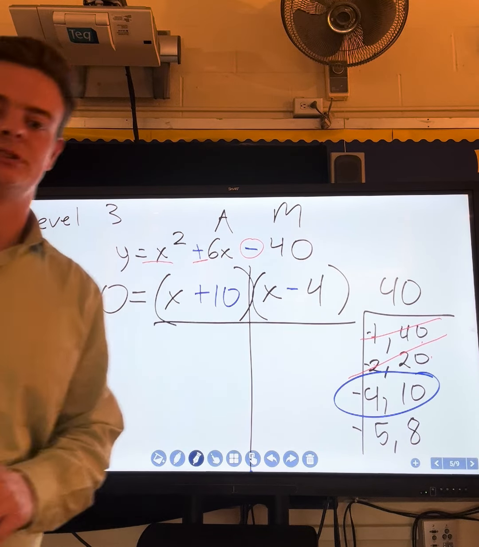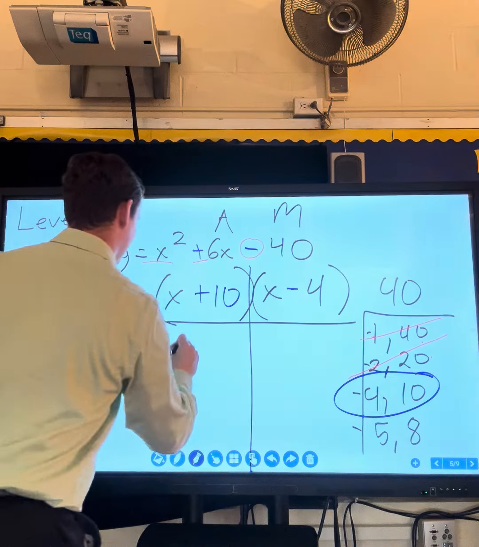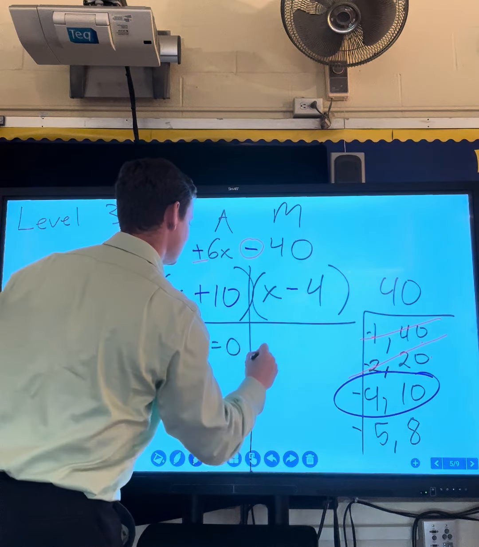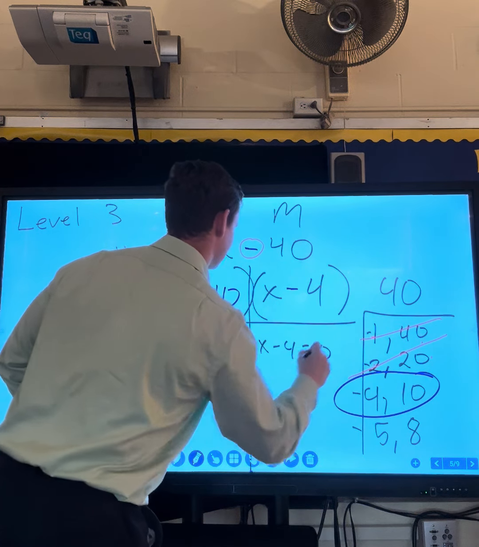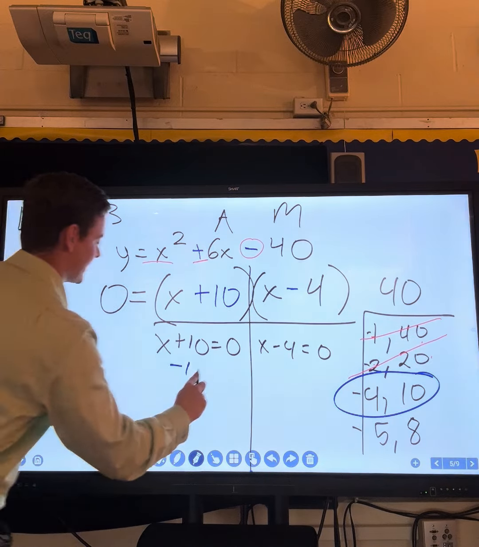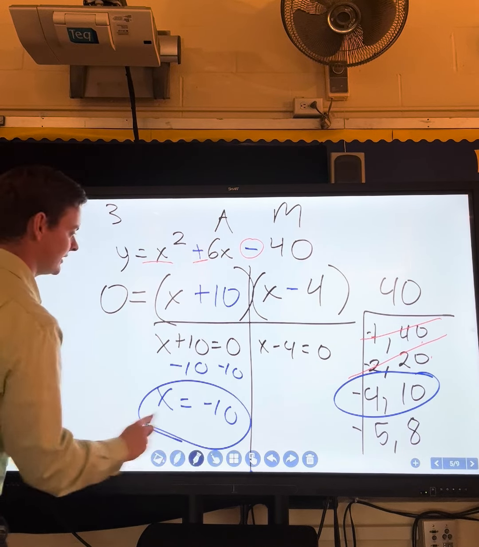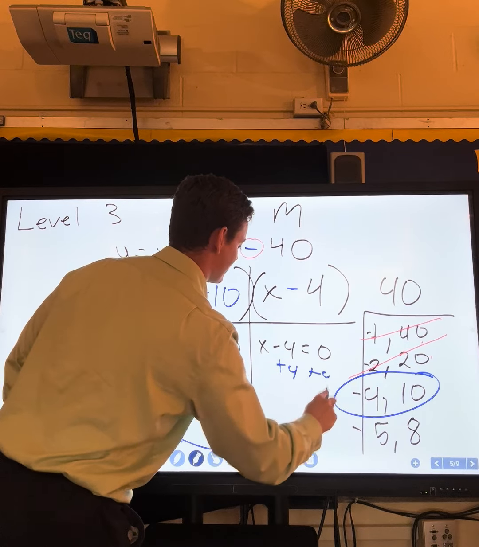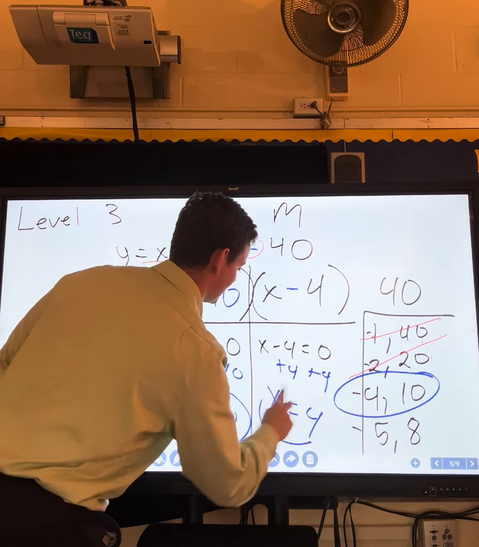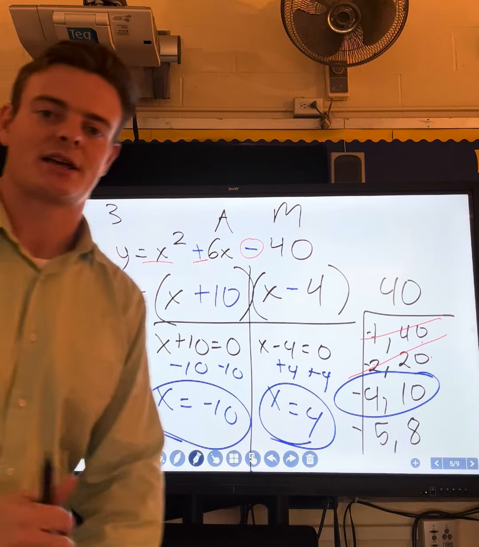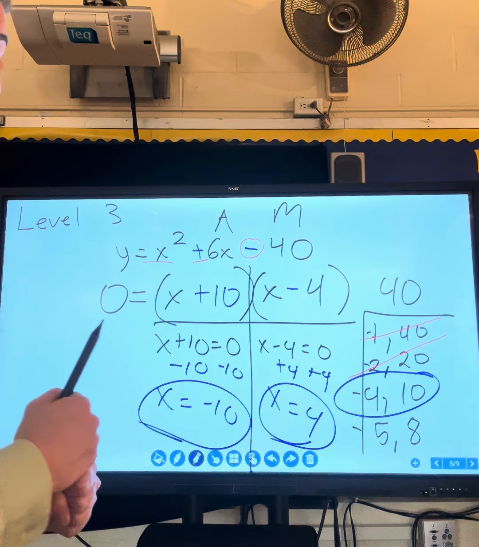Set both equal to 0. X plus 10 equals 0. X minus 4 equals 0. I subtract 10, I subtract 10. X equals negative 10. Add 4, x equals 4. These are my two x-intercepts, and that is how you factor.